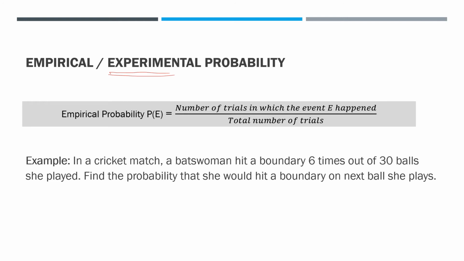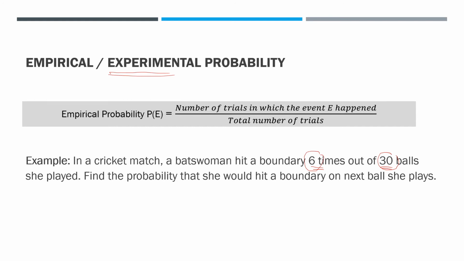In a cricket match, a batswoman hit a boundary 6 times out of 30 balls. She played 30 balls, and out of that, 6 times she hit a boundary. Find the probability that she would hit a boundary on the next ball she plays. Okay, so this is not theoretical. What data do we have here? She played 30 balls. Of those, 6 times she hit a boundary.